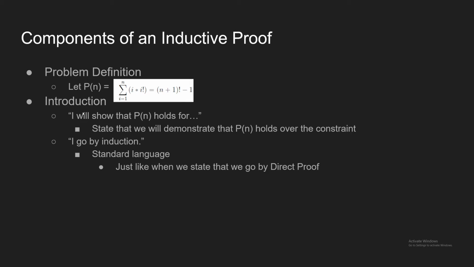So then we have our introduction. I will show that P(n) holds for, and we state that we will demonstrate that P(n) holds over the constraint that we're given. For this problem, that constraint is n is greater than or equal to 1. Next, we say, I go by induction. This is just standard language, just like when we state that we go by direct proof.